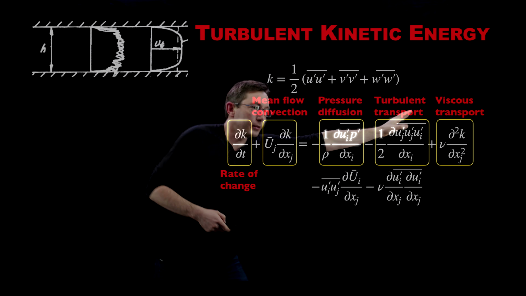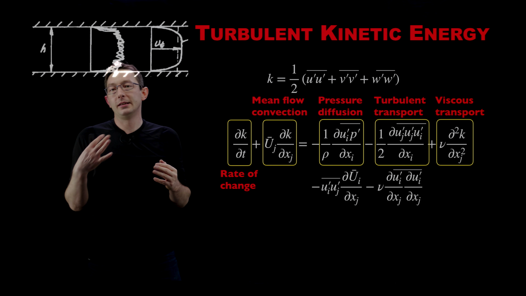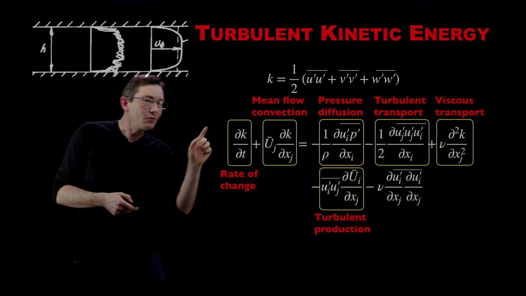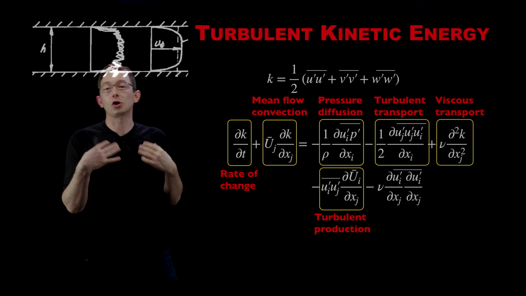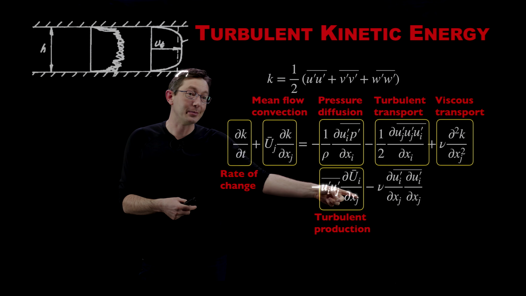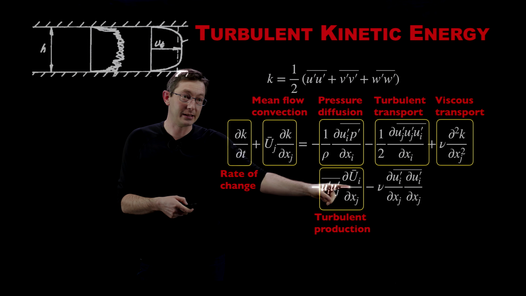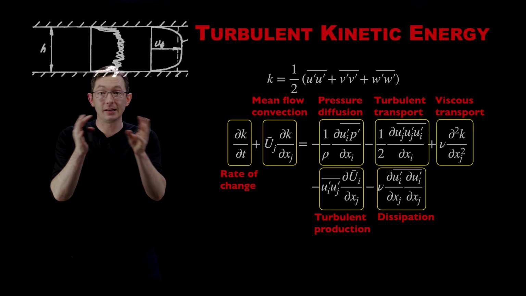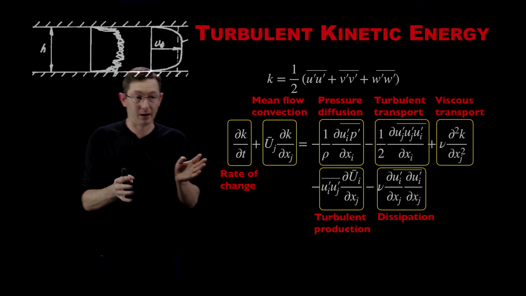The del squared K over del x squared is just normal viscous transport. This is the term I really want to talk about, this turbulence production term, which is my Reynolds stresses times the gradient of my mean flow. I'll talk about this in a minute. And then I have dissipation terms, basically turbulence just dissipating into heat, okay?